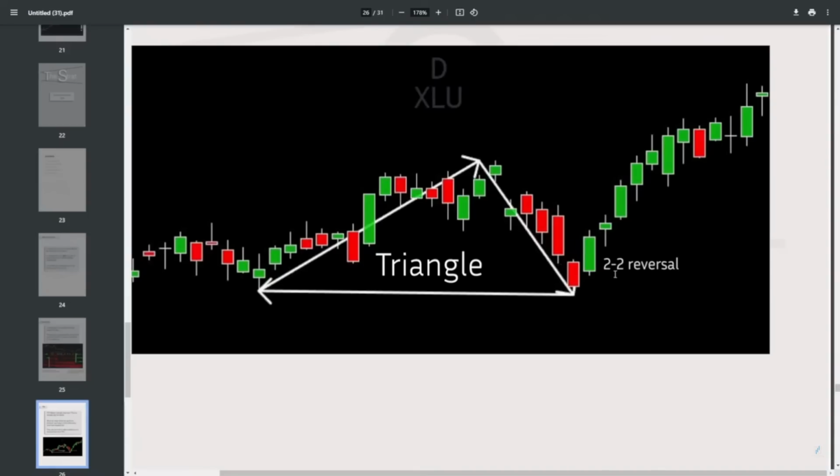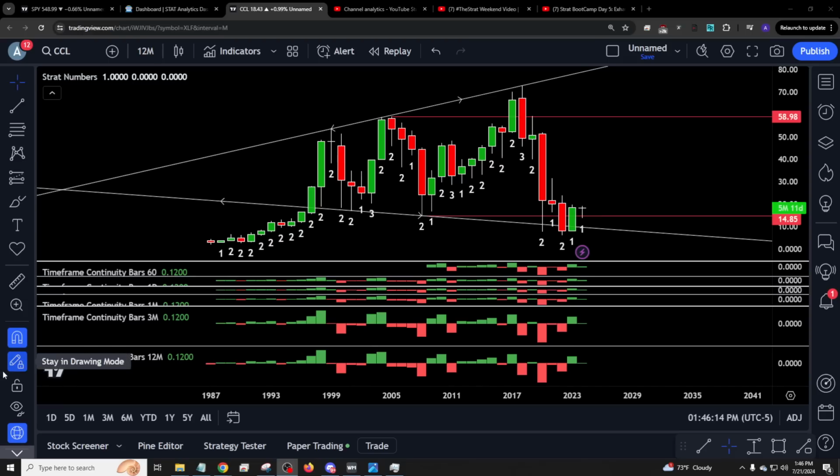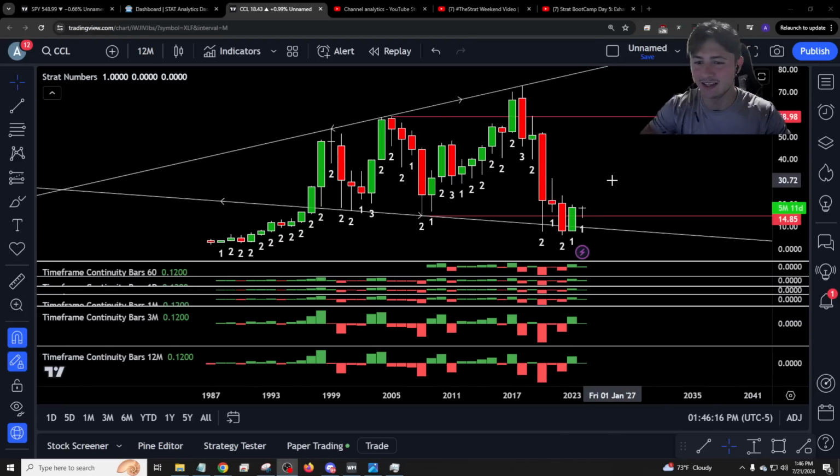So when we get this 2-2 reversal back up, where is it attempting to go? Back up into the top of the triangle. So it's just another way of identifying all that. Hopefully that made sense to you guys.